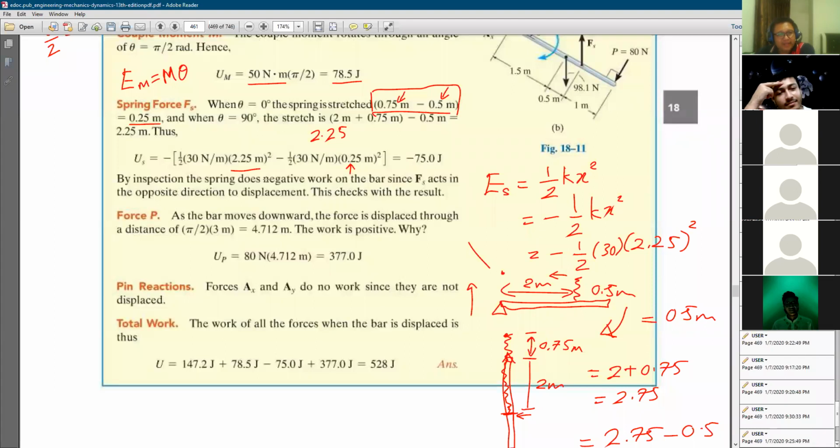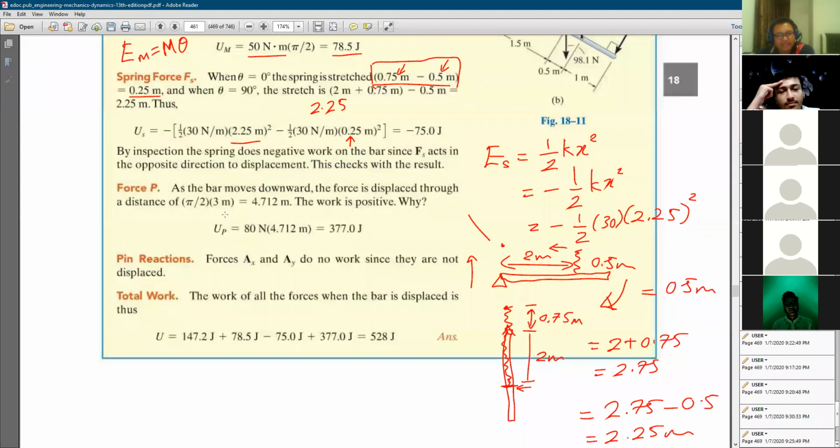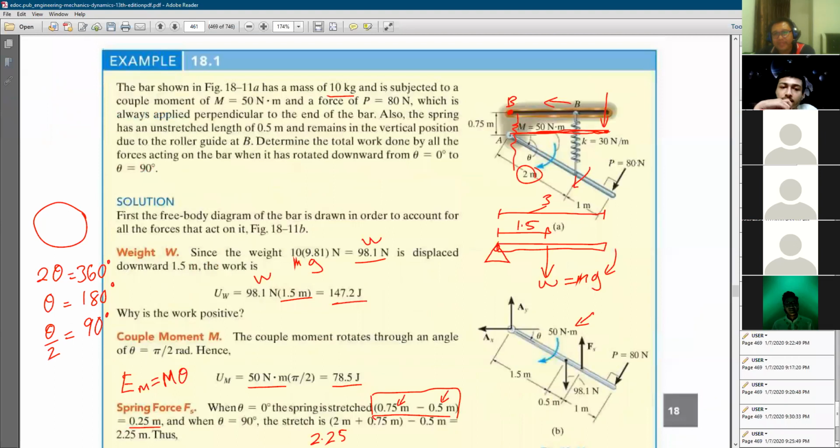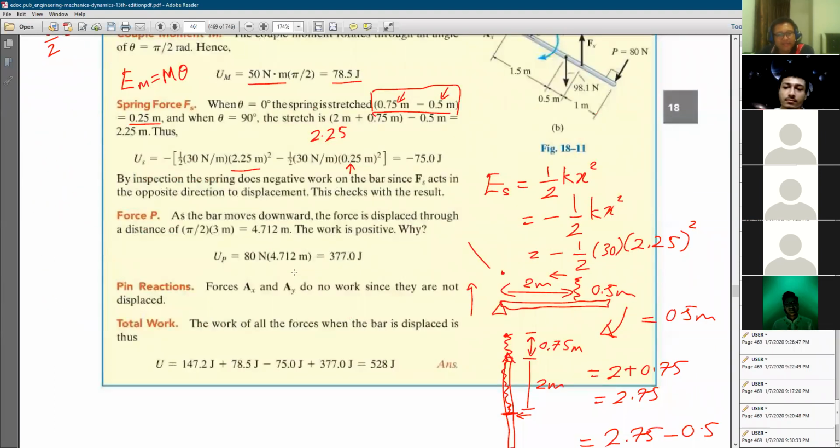Okay, by inspection, the spring does negative work because it is in the opposite direction to the motion or the displacement. Anyway, we move to the last part here where we have the external force P. This one is very straightforward. We know that as the bar moves downwards, the force is displaced through a distance of pi over 2. As I mentioned just now, this is the theta, and it is the r, from here to this point here, theta. The work is positive because the direction of the force is the same as the direction of motion. So you have 377 joule.